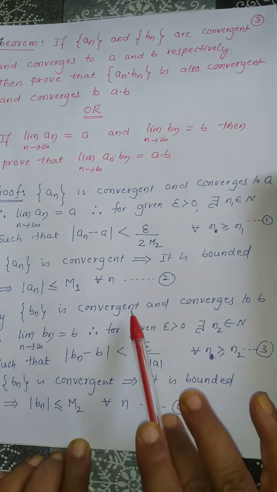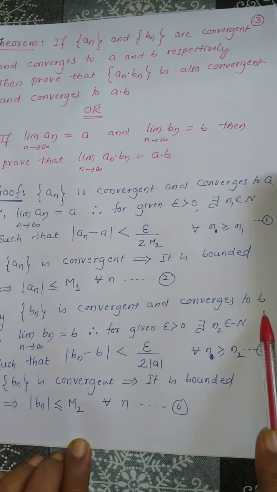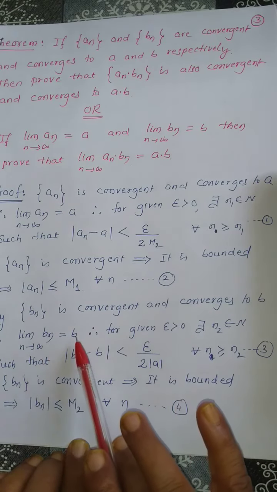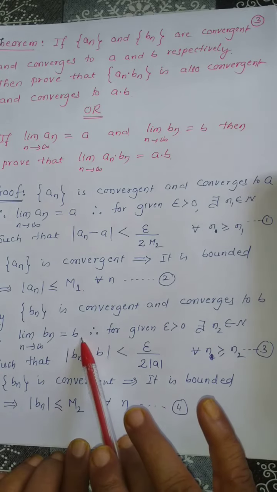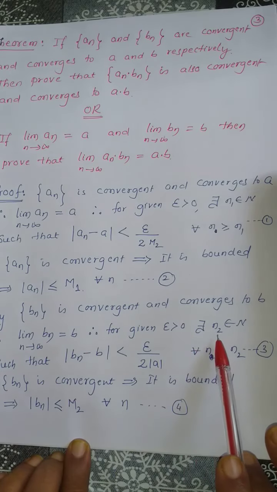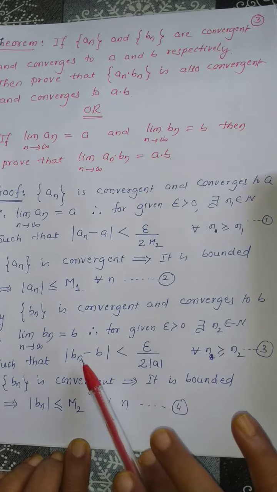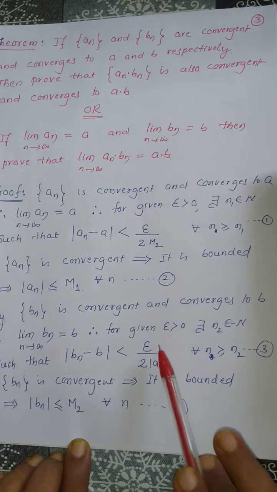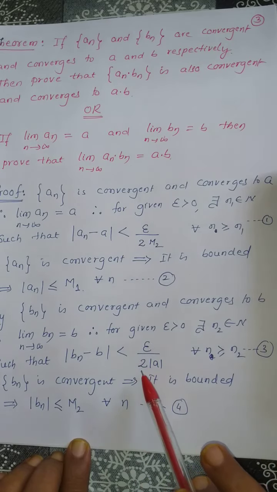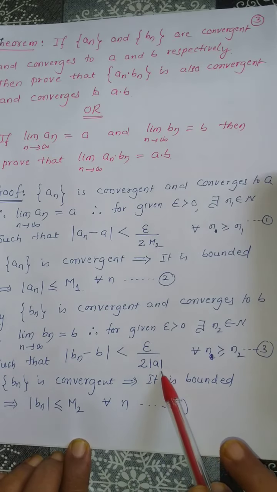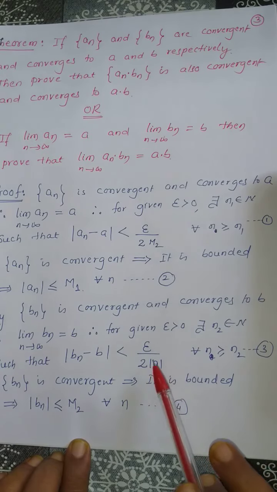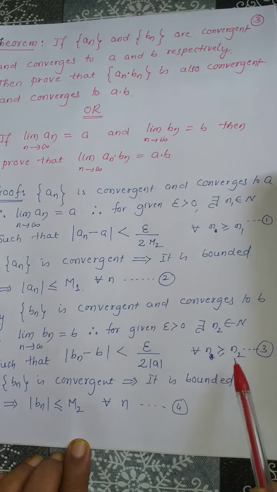Similarly, b_n is convergent and converges to b. So the limit of b_n as n tending to infinity equals b. For given epsilon positive, there exists n2 belonging to the natural numbers such that |b_n - b| is less than epsilon by 2 times modulus of a. We'll see at the end again why this modulus of a. You can understand at the end. So for all n greater than or equal to n2, this is equation number 3.